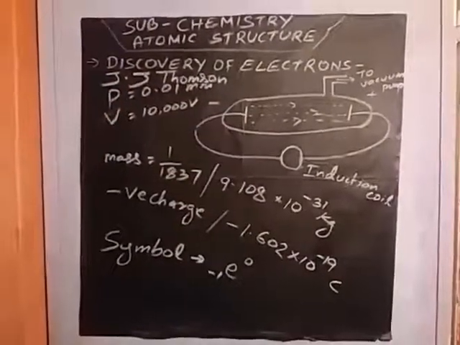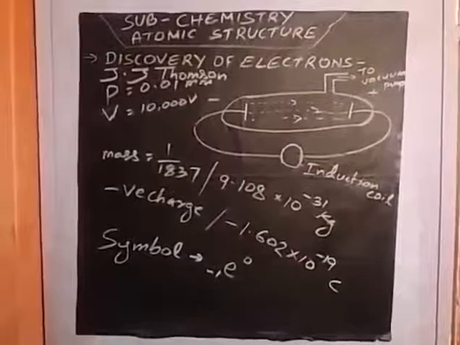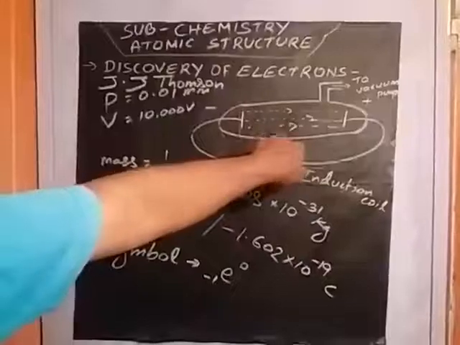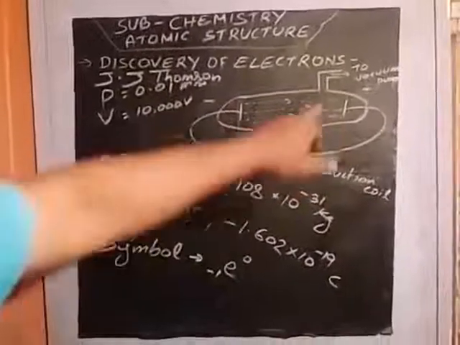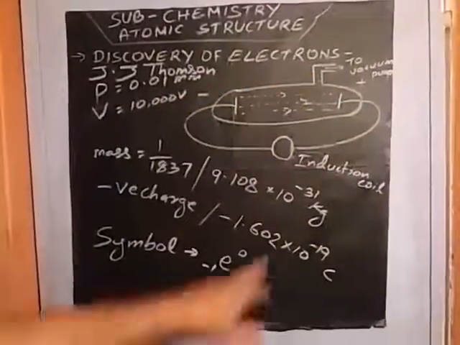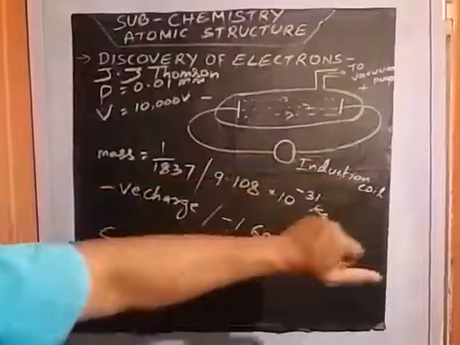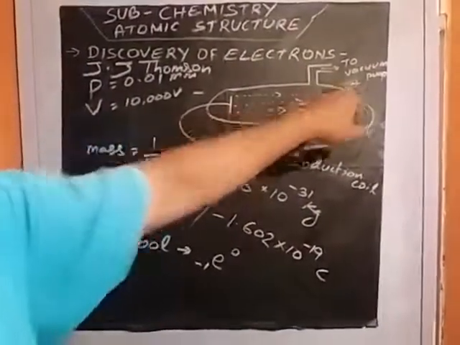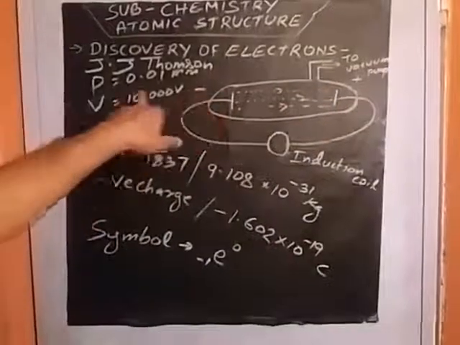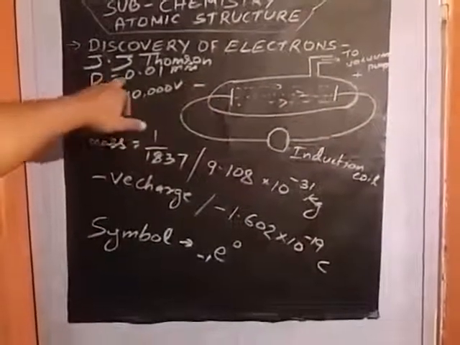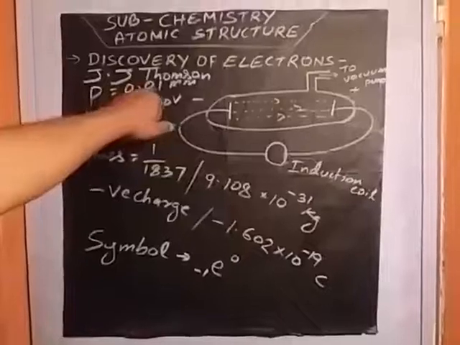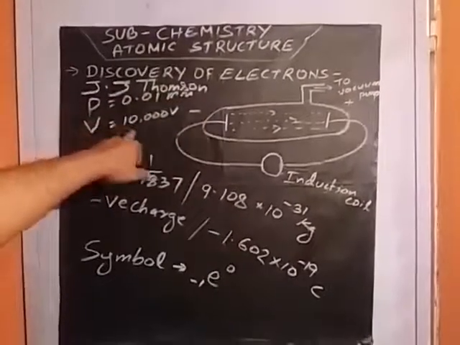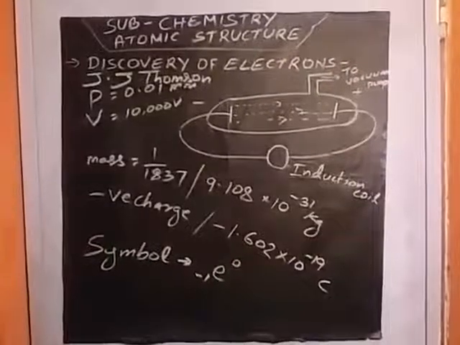J.J. Thomson took a cylindrical tube made of hard glass. There is a vacuum pump, an induction coil, a cathode, and an anode, meaning positive charge; cathode means negative charge. But there is a condition: the pressure is very minimized, that is 0.01 mm, negligible pressure, but the voltage is 10,000 volts.